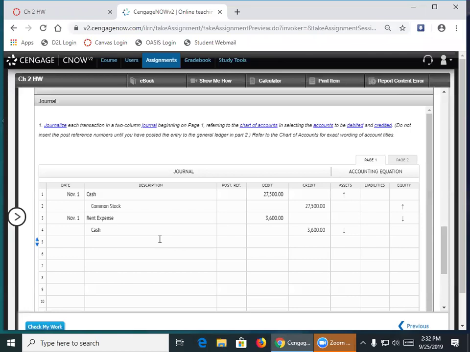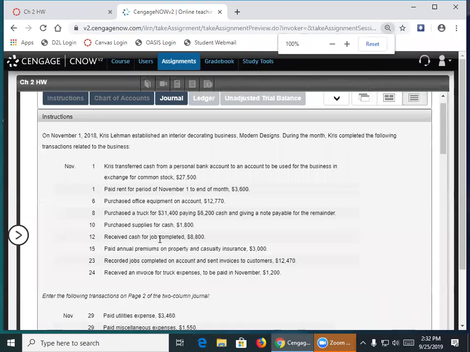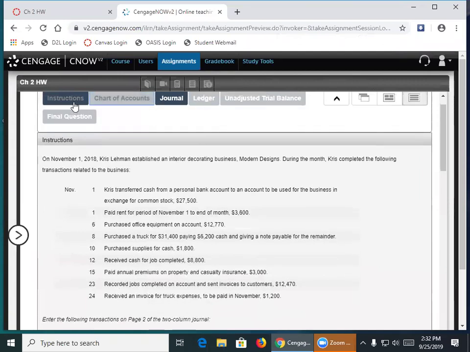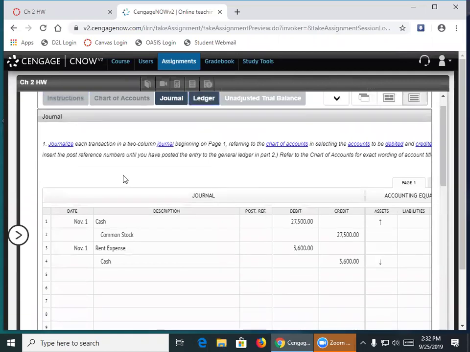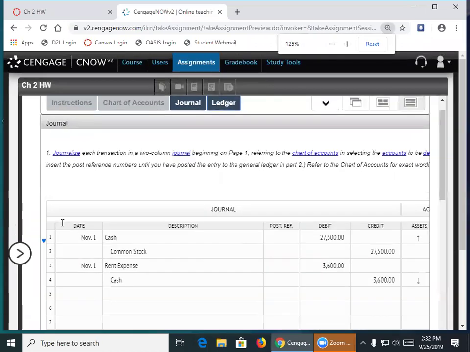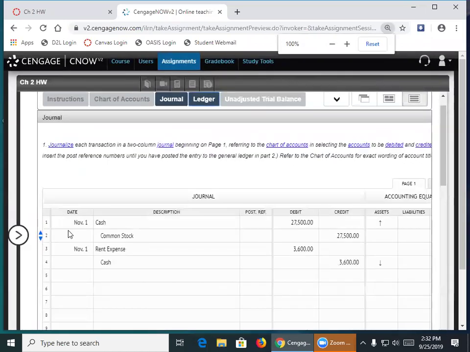So you would just keep journalizing like that. This one is kind of long, I know. So I'm going to pull up the ledger real quick too. Pop those instructions away, just to remind you how to do a ledger. So let's post this first journal entry to the ledger. Here I increased cash. I debited cash 27,500, and I credited common stock 27,500.